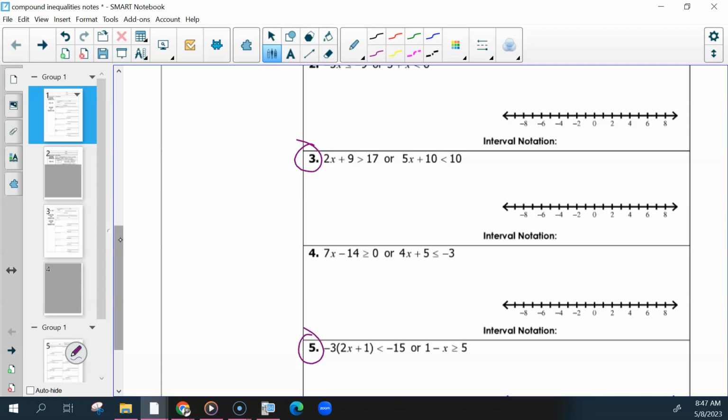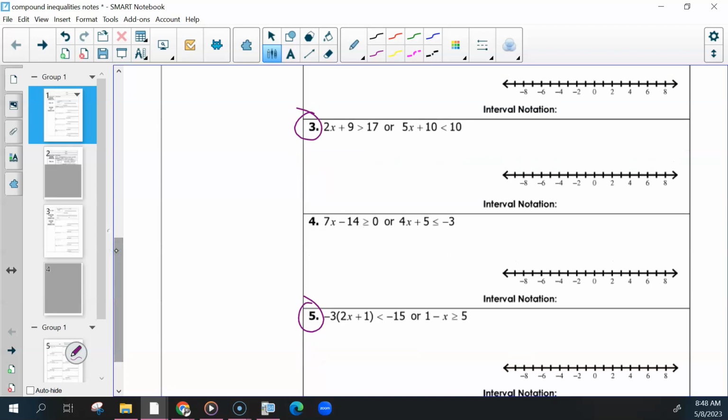With our OR inequalities, we have to solve them as two separate inequalities. The rules for solving are the same. The only difference is it's an inequality, not an equation, so no equals. And if we're dividing or multiplying by a negative on both sides, the sign changes direction. So let's start with 3. Solve this one separately from what you do over here. Get x by itself, subtract 9. Divide both sides by 2.